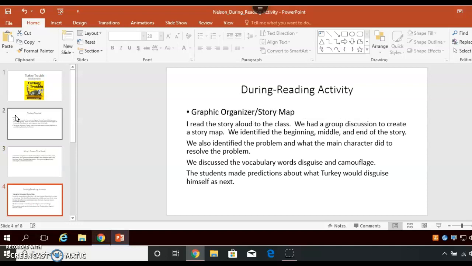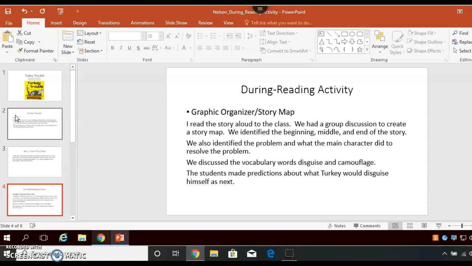For our Deering reading activity, I chose a graphic organizer story map. I read the story aloud to the class, and we had a group discussion to create a story map. We created two, actually. We identified the beginning, middle, and end of the story. We also identified the problem and what the main character did to resolve the problem.